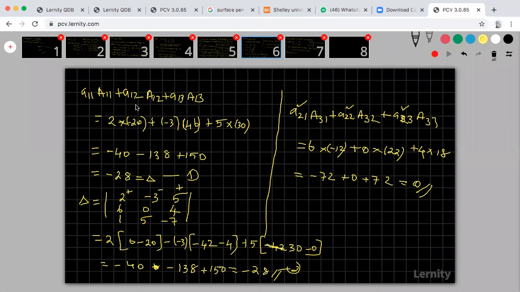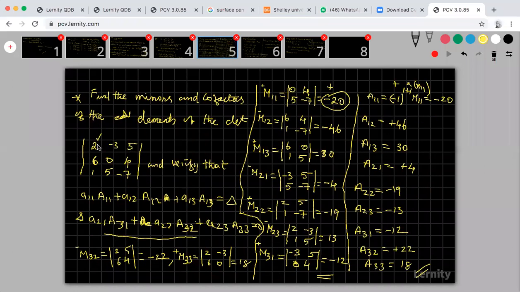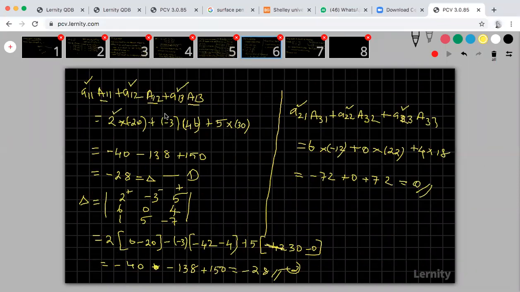Right, now look at that. This is the question: a11 A11, a12 A12, a13 A13. Here a11, a12, a13 are the elements of the first row, but A11, A12, A13 are the cofactors of the corresponding elements. I am multiplying the corresponding elements with their cofactors. What are we getting? I am going to check that. What is my a11? This is my a11, this is my a12, this is my a13: 2, minus 3, 5.